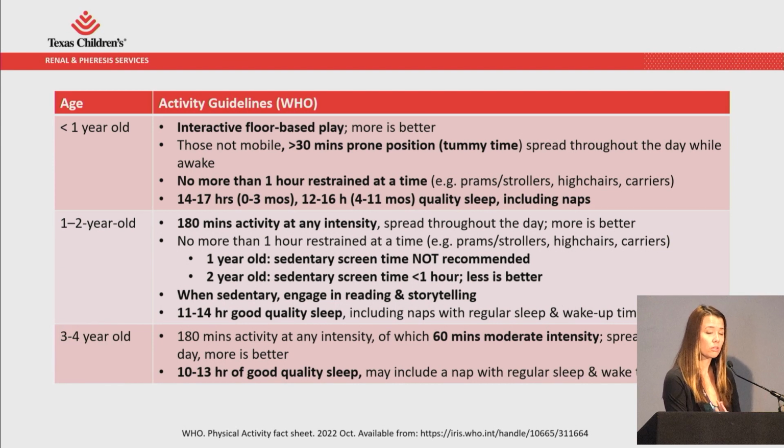Most of what I will be talking about won't focus on this category, but for those less than 5 years of age, you're looking at tummy time for infants, decreased restraint time, so limiting time in carriers, strollers, and high chairs, limiting screen time, and good quality sleep as well. There's really not much discussion on intensity here, except for the introduction of moderate intensity activity over the age of 3.